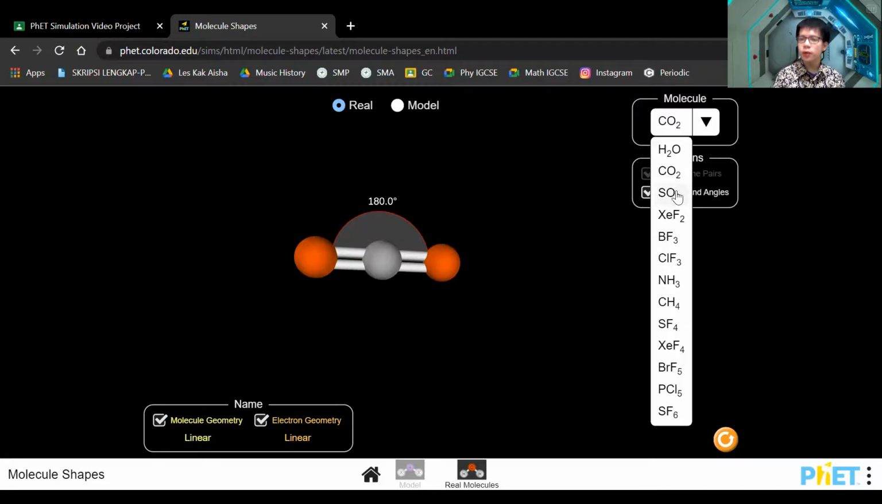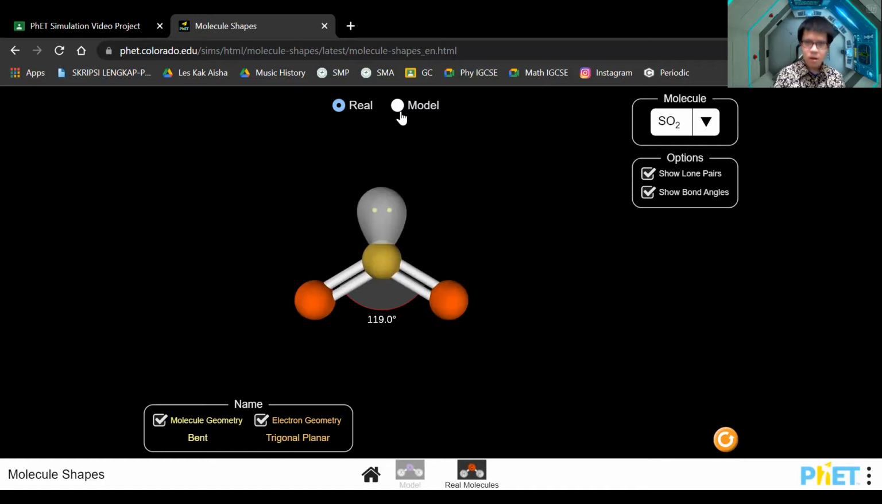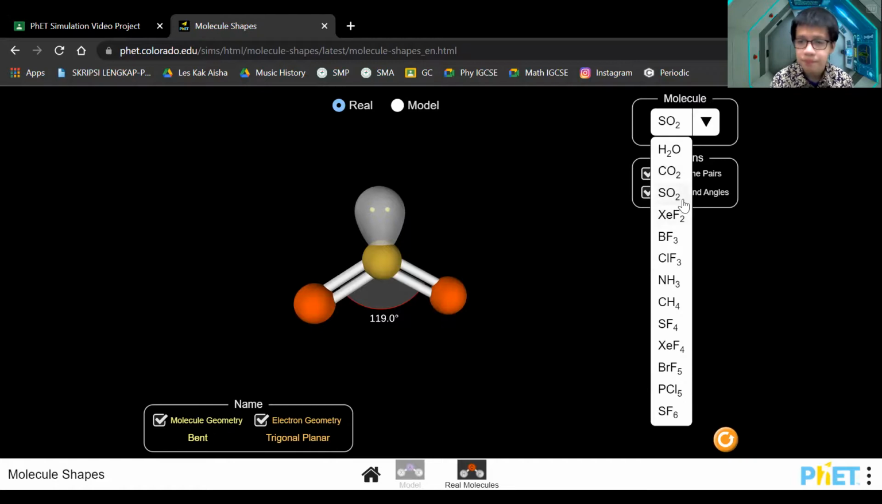So how about sulfur dioxide? Okay, this is the model. The molecular geometry name is bent and the electron geometry is trigonal planar. We see the angle is 120 degrees and the real one is 119 degrees because of the lone pairs that decrease the bond angles.